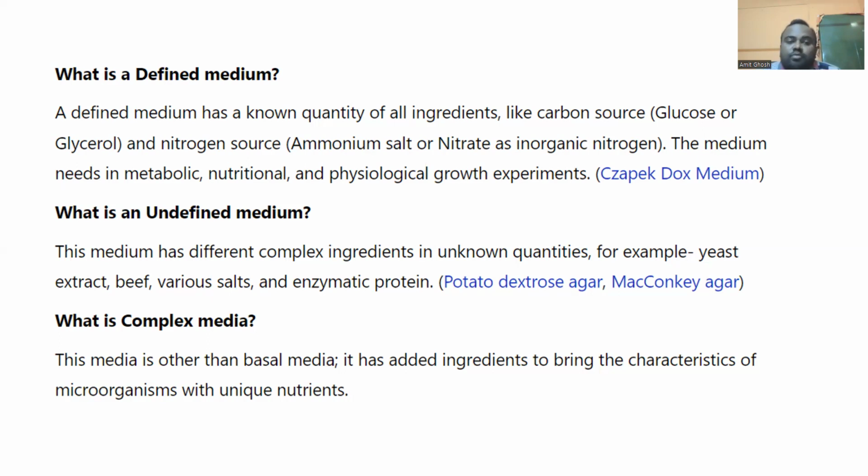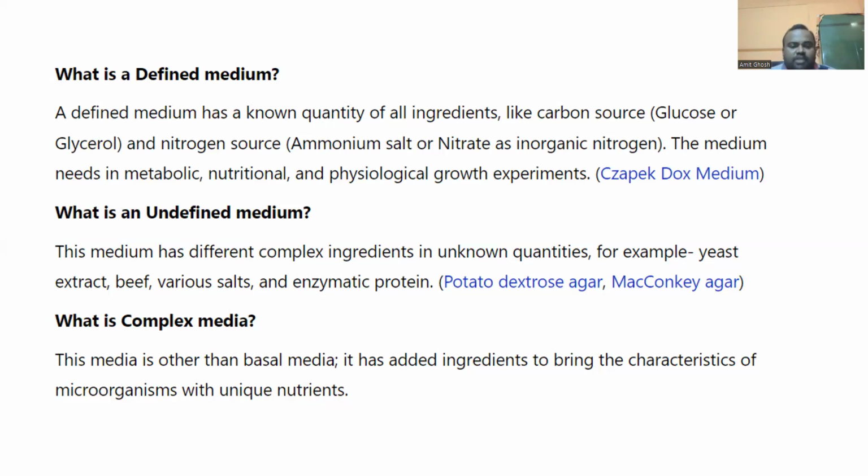Is it clear? What is the defined medium and what is the undefined medium? A defined medium has a known quantity of all ingredients, like the carbon source and nitrogen source. In undefined media, the medium has different complex ingredients in unknown quantities. For example, if you use yeast extract or beef extract, the quantities and ingredients will be unknown. Potato dextrose agar and MacConkey agar are examples of undefined medium.